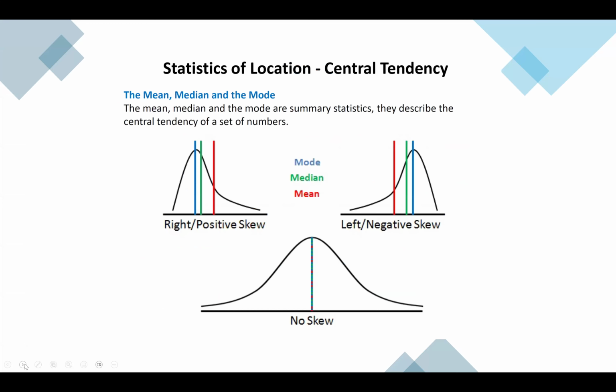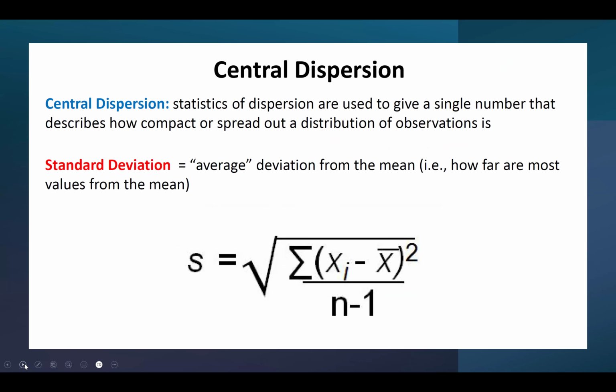All right, we're going to keep looking at central tendency. So we're going to talk about dispersion now. These are the stats of dispersion, to give a single number that describes how squished or compact or spread out the distribution is. And standard deviation is the average deviation from the middle. Like how far are most values from the mean, like how far away when you get that big curve.